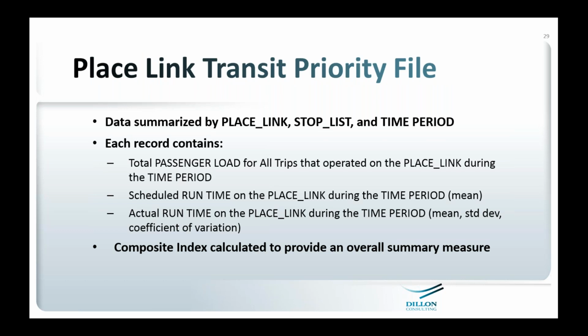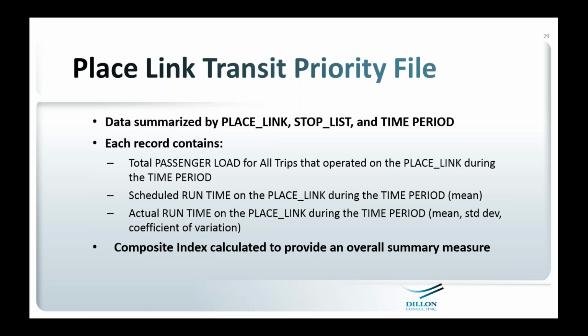So what's in that file is that everything's summarized by place link, the stop list, to get a unique place link and time period. So we want to do it for each of the major time periods of the day. And each record contains the total passenger load for all trips that operate on the place link during the time period, the scheduled runtime on the place link during the time period, so it would be the mean of all the trips that operate on there. Generally, they're pretty similar, so the distribution of the scheduled runtimes will be pretty tight. And then we look at the actual runtime on the place link during the time period.